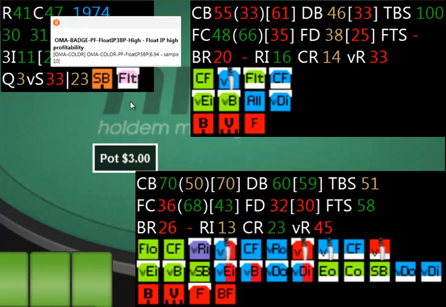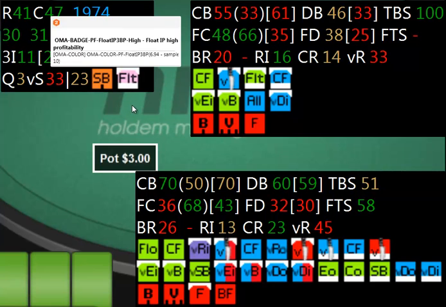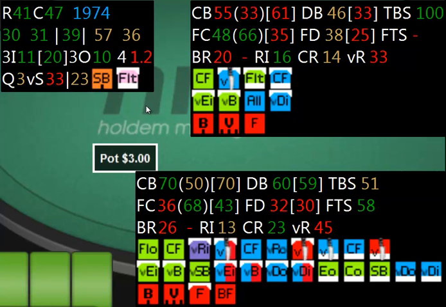Now, are we going to go crazy here and call with anything? Of course not. But there's always those borderline hands, those hands that are not quite good enough to use in a specific situation. And these badges are meant to alert you to spots where those hands that were formerly just barely not good enough are probably now good enough.